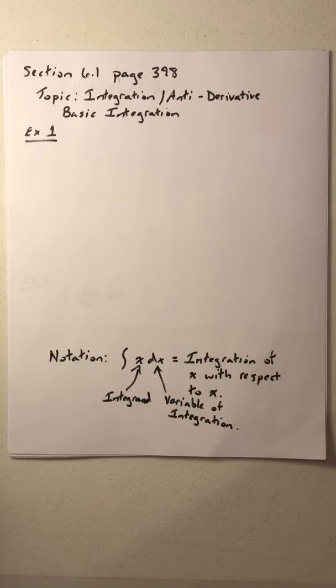Today we're going to talk about section 6.1, which starts on page 398. Our topic today is integration, or the antiderivative. We're going to talk about our basic integration rules, and this is called our power rule.